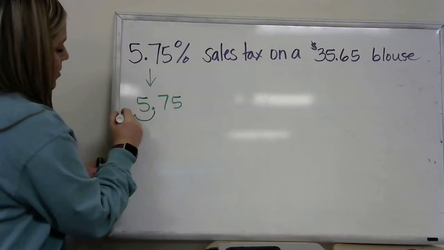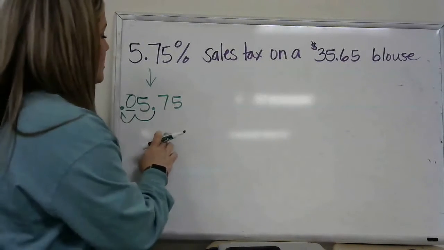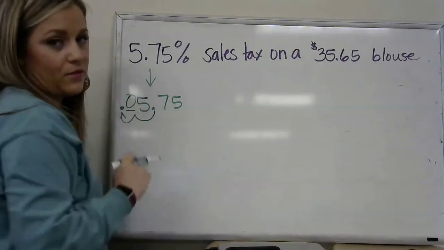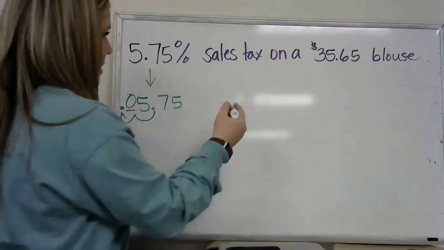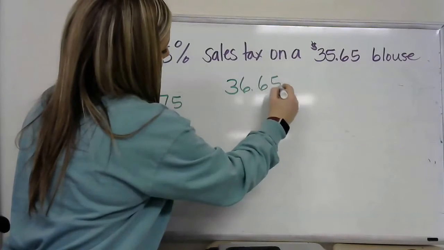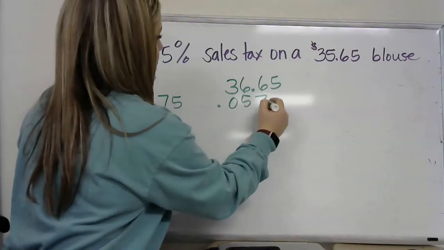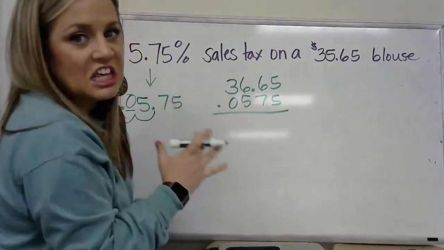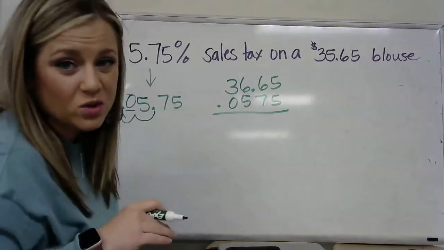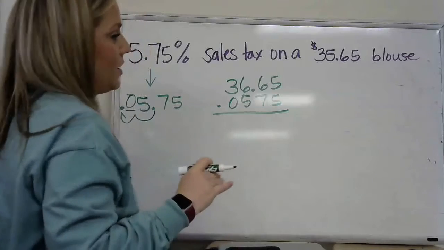Okay, now there's nothing here, so I'm going to add a 0. So 0.0575. And I'm going to do 36.65, that's how much our blouse is, times 0.0575. Okay, it's going to be a lot of multiplying, guys. Guess what? Next year, you get to use a calculator. It's going to be a lot easier.